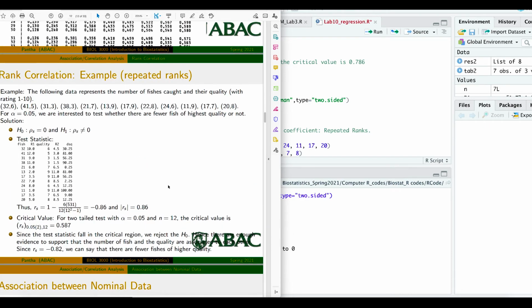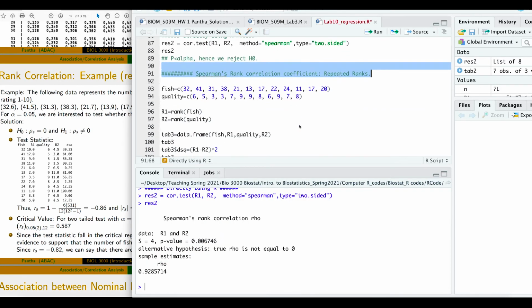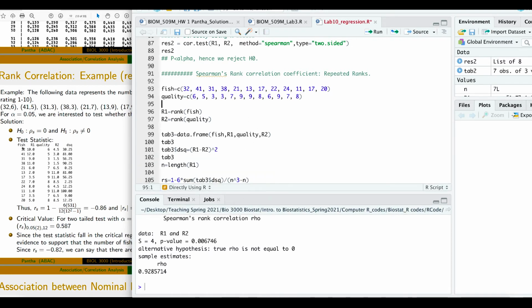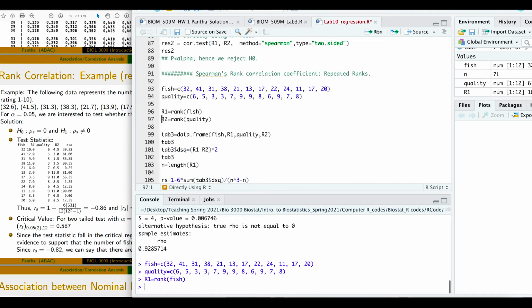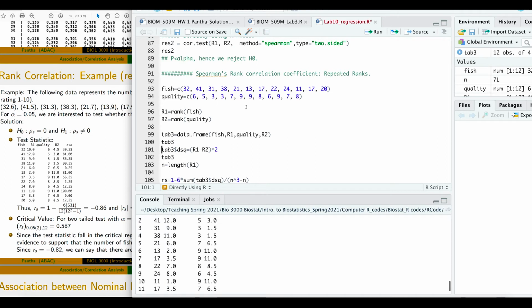Okay, so let us see how to do this in R. So we have 32, 41, 38, and all those data, the first column here and the second column, the quality, here, right? Let me run those two, and I rank the fish and I rank the quality. Now I am doing this manually. Okay guys, there is a shortcut way, I'll show you. So what did I do here? I just put the fish, rank of fish, quality, rank of quality. I put those four columns.